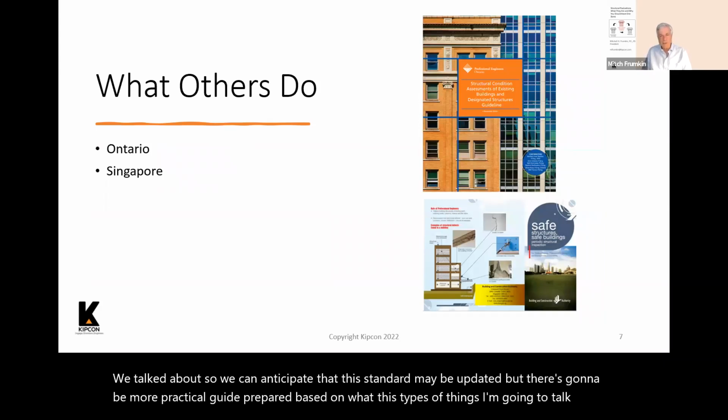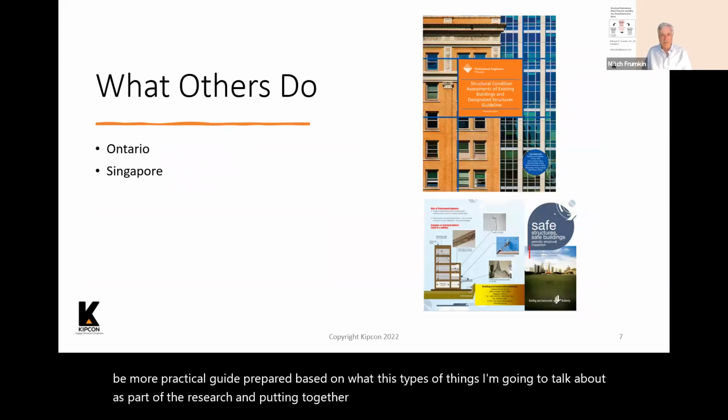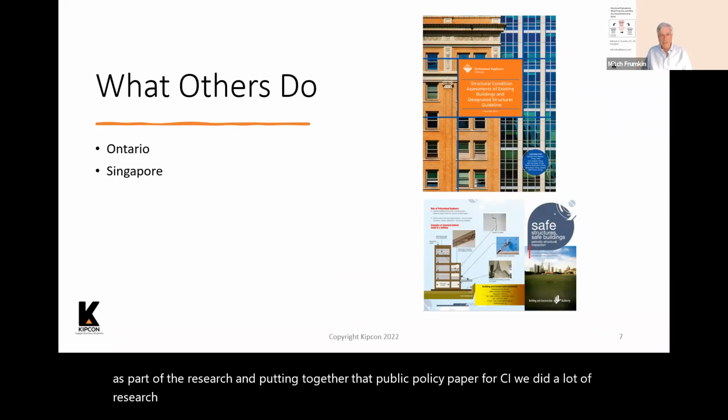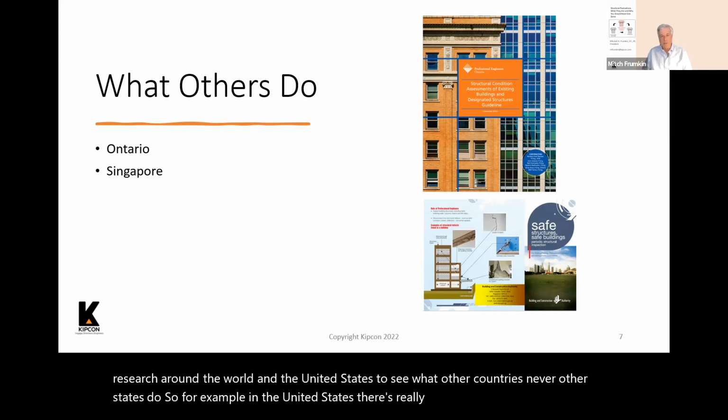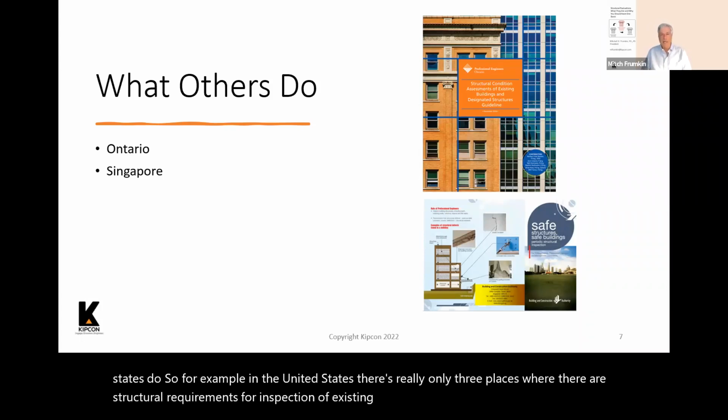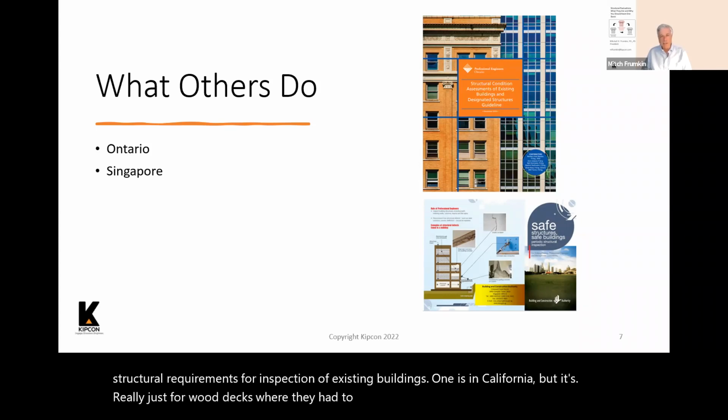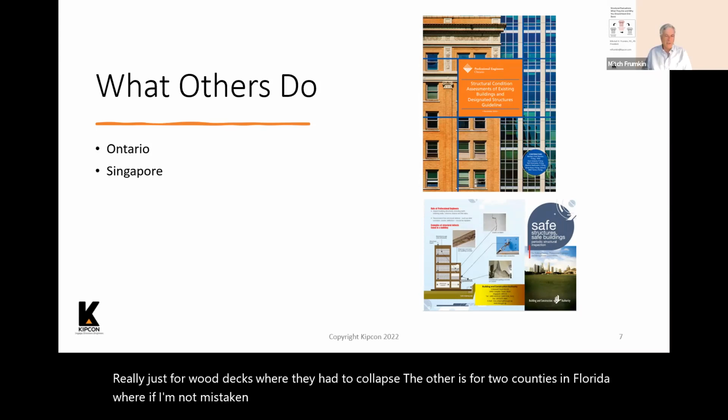As part of the research and putting together that public policy paper for CAI, we did a lot of research around the world and the United States to see what other countries and other states do. So, for example, in the United States, there's really only 3 places where there are structural requirements for inspection of existing buildings. One is in California, but it's really just for wood decks where they had a collapse. The other is for 2 counties in Florida, where, if I'm not mistaken, the original guidelines were that the first inspection had to take place after 40 years, which clearly is too late.